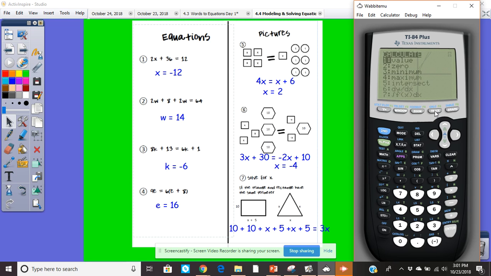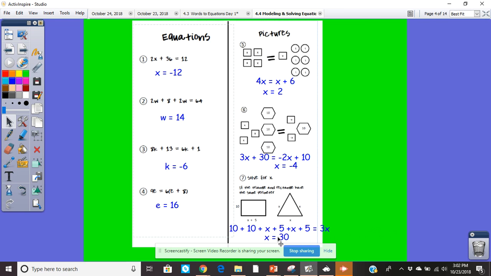And so second trace 5. And here I would get x equals 30. So what that means is each side of this triangle is going to measure 30. But that means that this side of the rectangle would be 35 because 30 plus 5 equals 35.